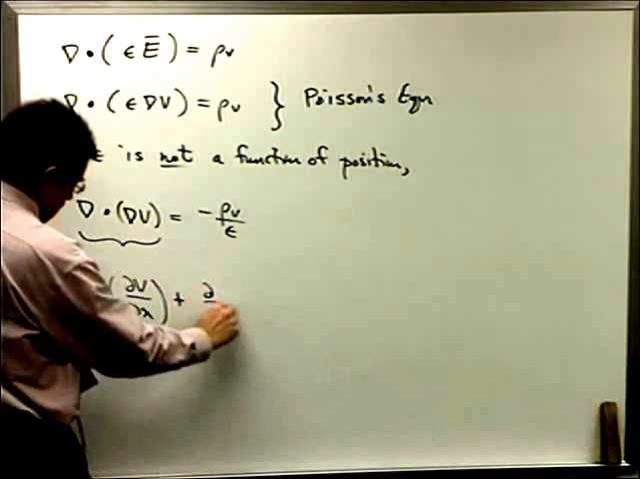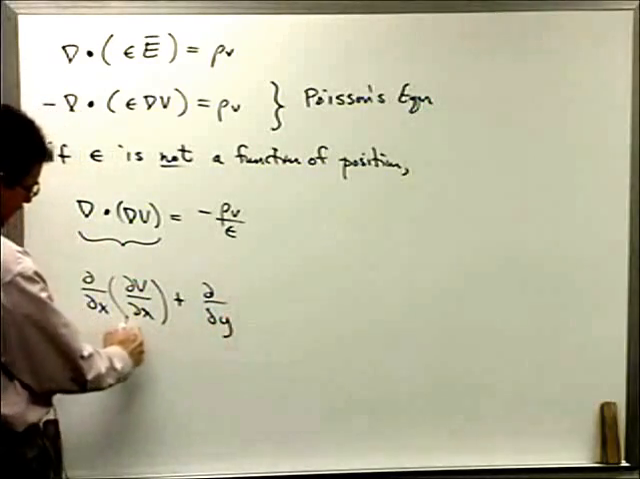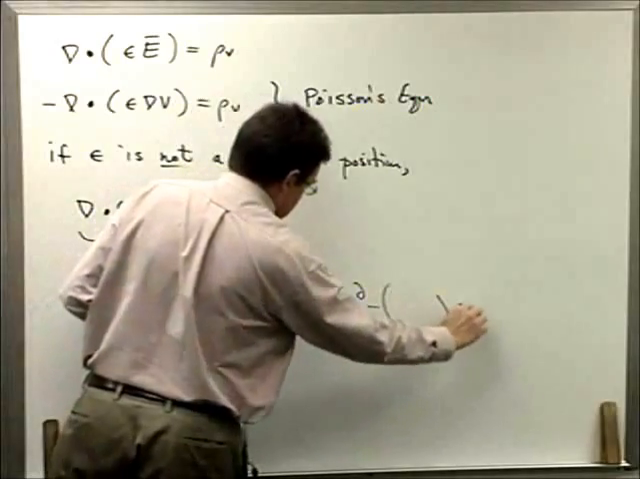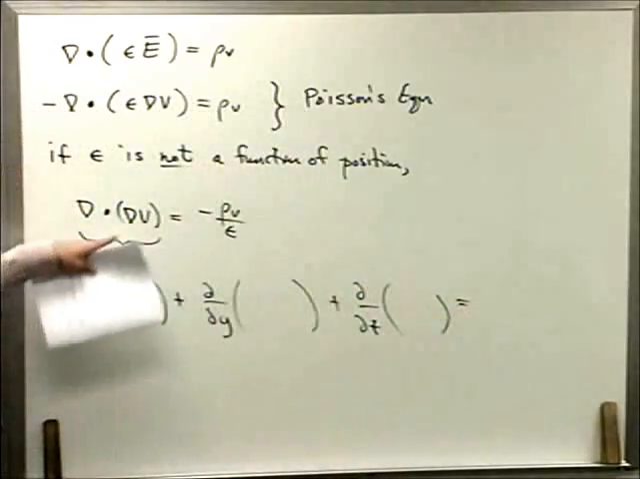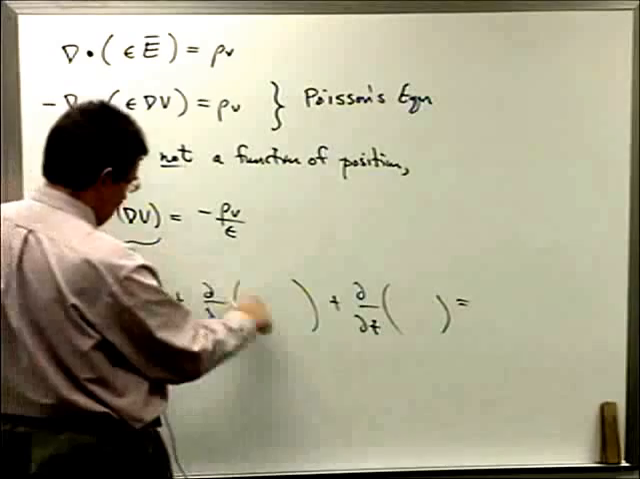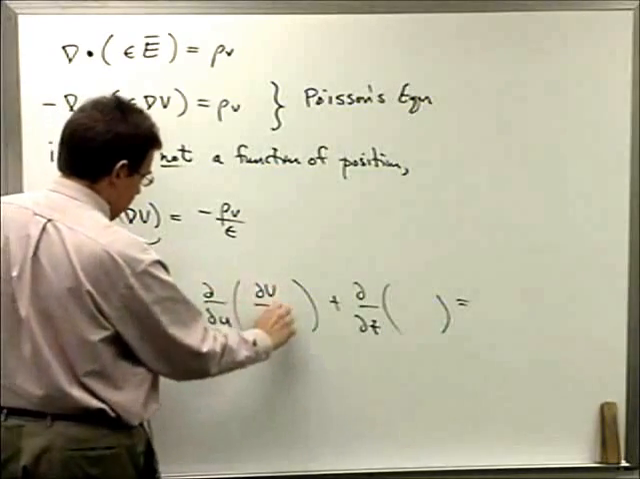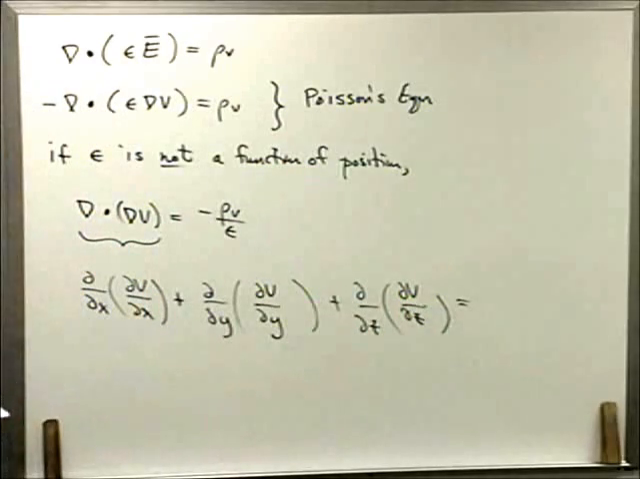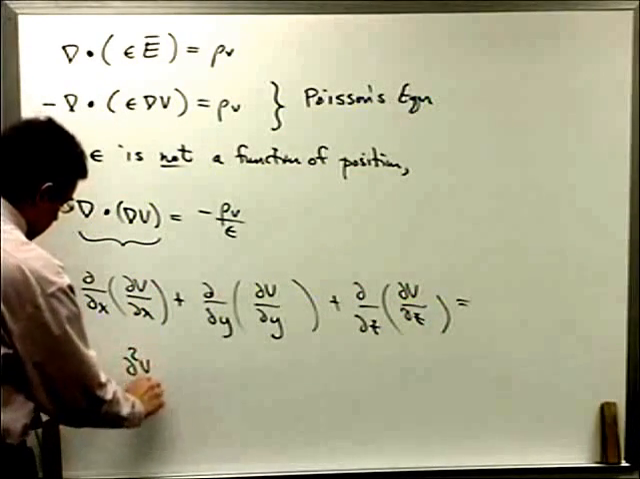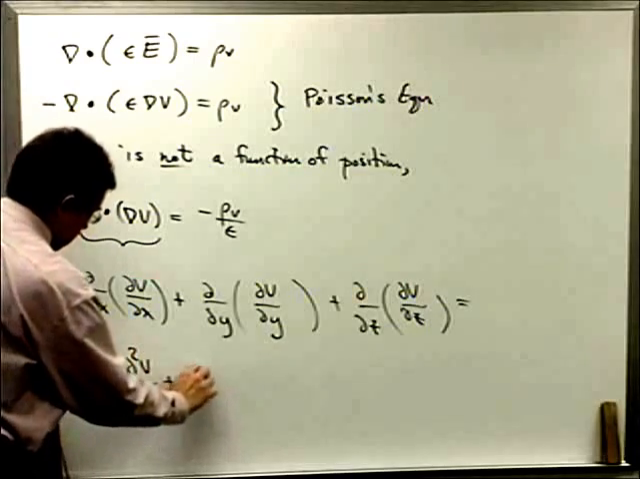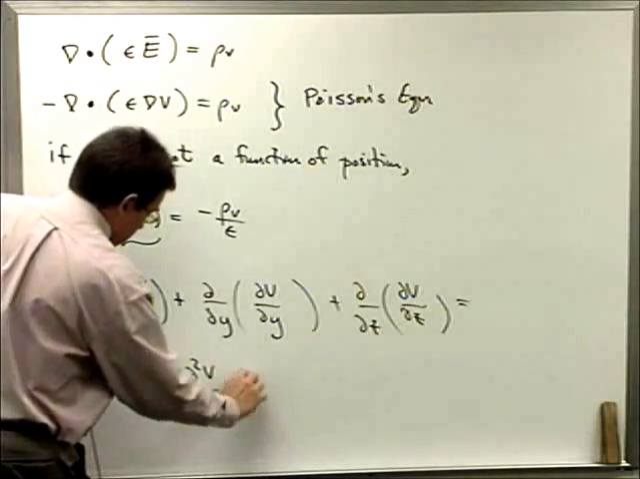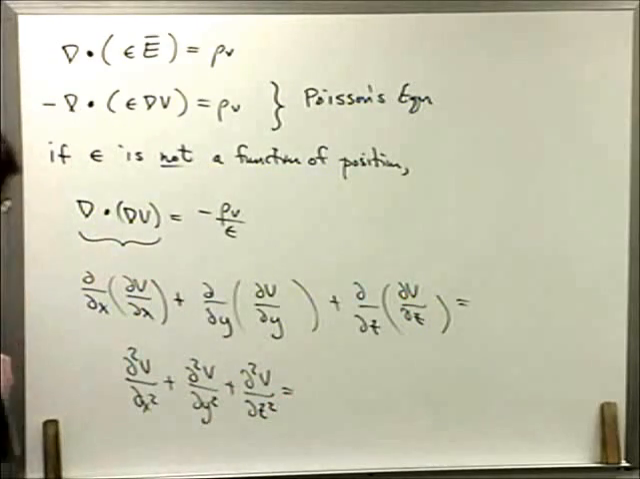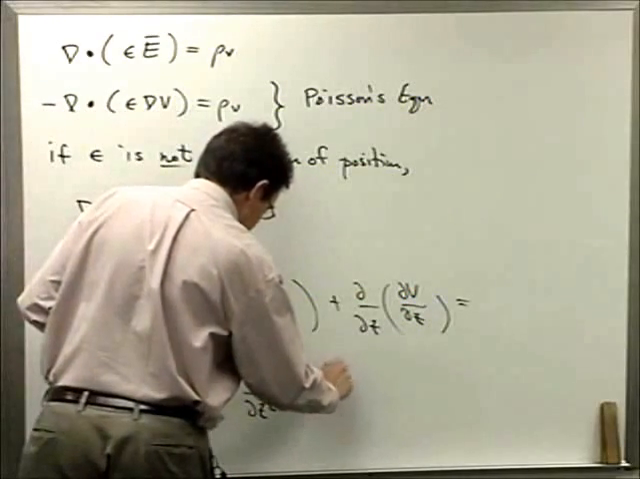The divergence says take the x derivative of the x component, the y derivative of the y component, the z derivative of the z component. The x component of the gradient is dV dx, the y component of the gradient is dV dy, the z component of the gradient is dV dz. So this becomes second derivative of V with respect to x, second derivative of V with respect to y, second derivative of V with respect to z. And this is what's called the scalar Laplacian operator.